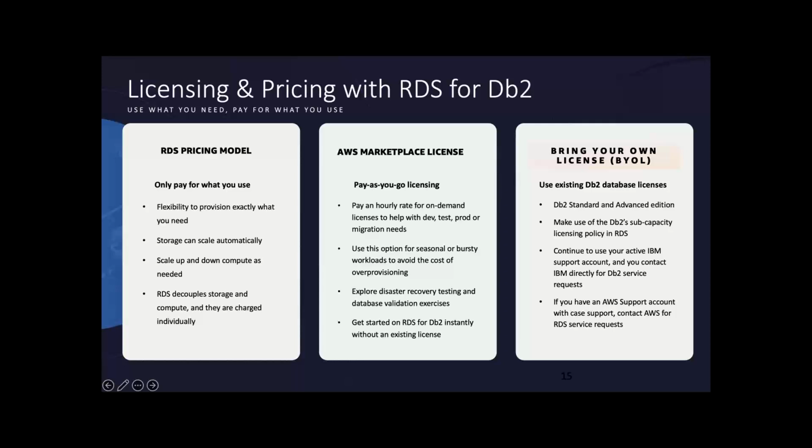So RDS from a pricing model decouples the storage and compute, so they're charged individually. For compute, depending on the instance type and the instance size, you'll see a price. And depending on the storage type and storage class, you will see a price for the volume of storage you need. Storage also has additional factors like IOPS.